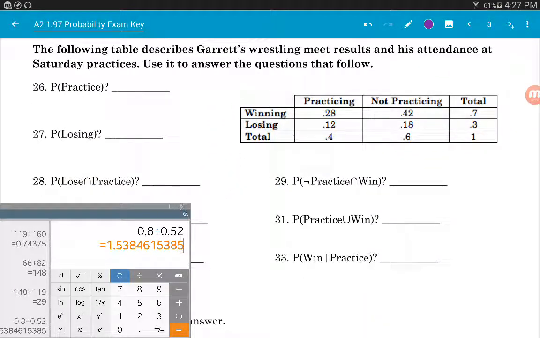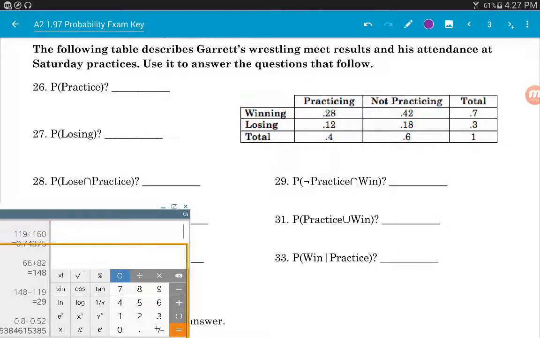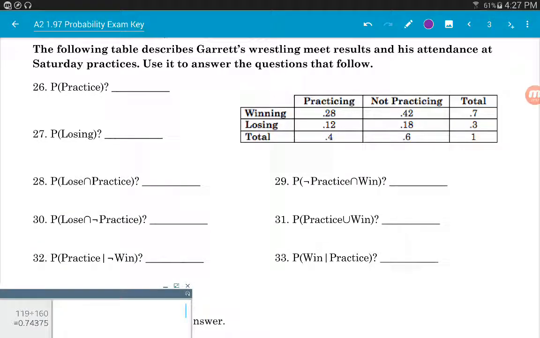Moving on, another two-way table. I'll go a little faster on this one because I think that we get the point by now. We've done a few of these. The probability of practicing is 0.4 out of 1, which is just 0.4. The probability of losing is 0.3 out of 1, which is just 0.3.